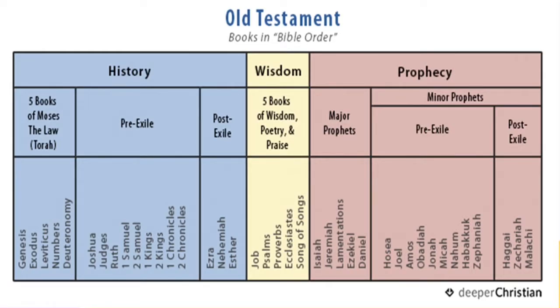We have the minor prophets. The minor prophets are divided into 2, pre-exile and post-exile. The pre-exile, we have Hosea, Joel, Amos, Obadiah, Jonah, Micah, Nahum, Habakkuk, and Zephaniah. On the post-exile, we have Haggai, Zechariah, Malachi. There are 3. Both comprise 17 books. We are going to discuss them in detail.